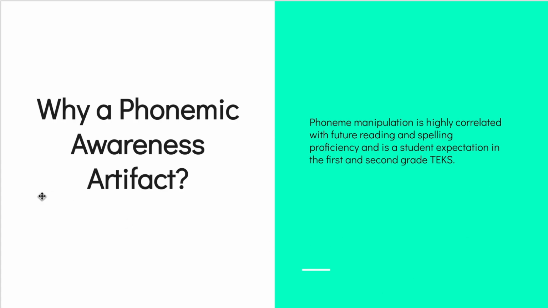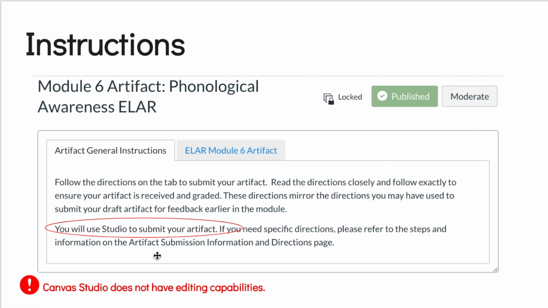2nd. When you're going through your module, you're going to come across a similar page. It has the instructions for the Module 6 artifact. The phonological awareness artifact is a 2-minute video submission required for this module. We will be reviewing the general instructions and highlighting important points. The first important point is that we have to use the Studio tool of Canvas to record our video. This tool allows you to record a one-sit video and does not provide editing capabilities.